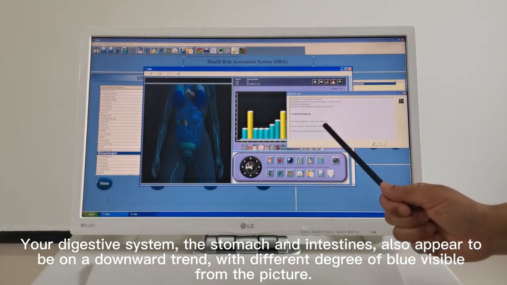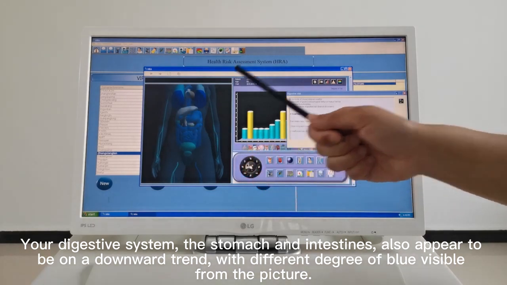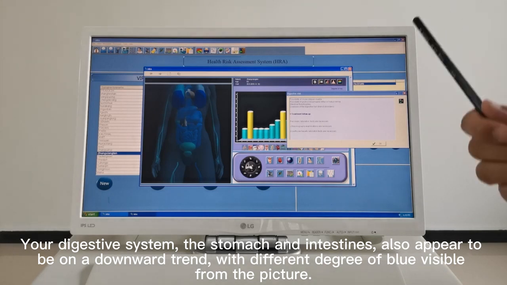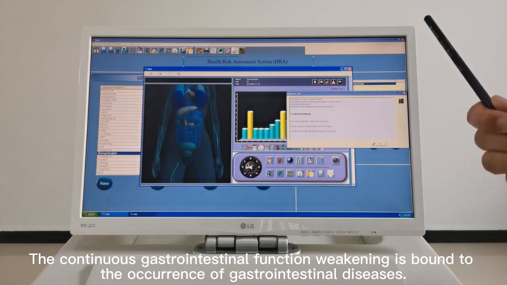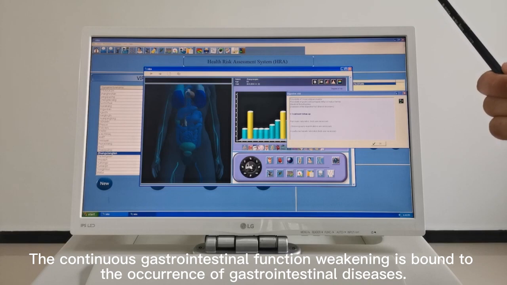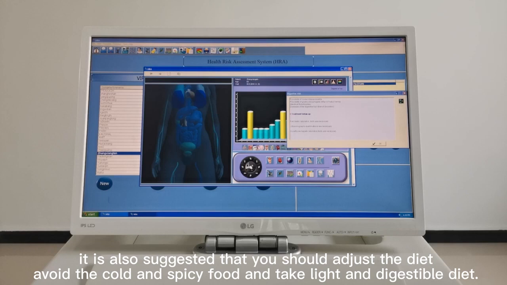Your digestive system: the stomach and intestine are also in a downward trend, with different degrees of blue visible from the picture. The continuous gastrointestinal function weakening will lead to the occurrence of gastrointestinal disease. Some symptoms will occur, such as bloating, stomach pain, and diarrhea. In view of such results, we suggest you adjust the diet, avoid cold and spicy food, and take a light and digestible diet.